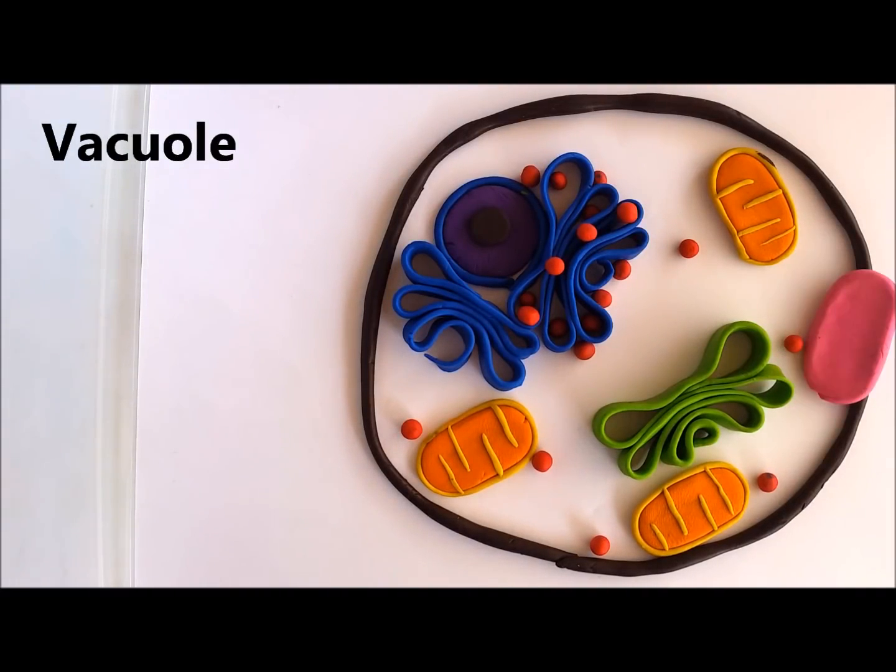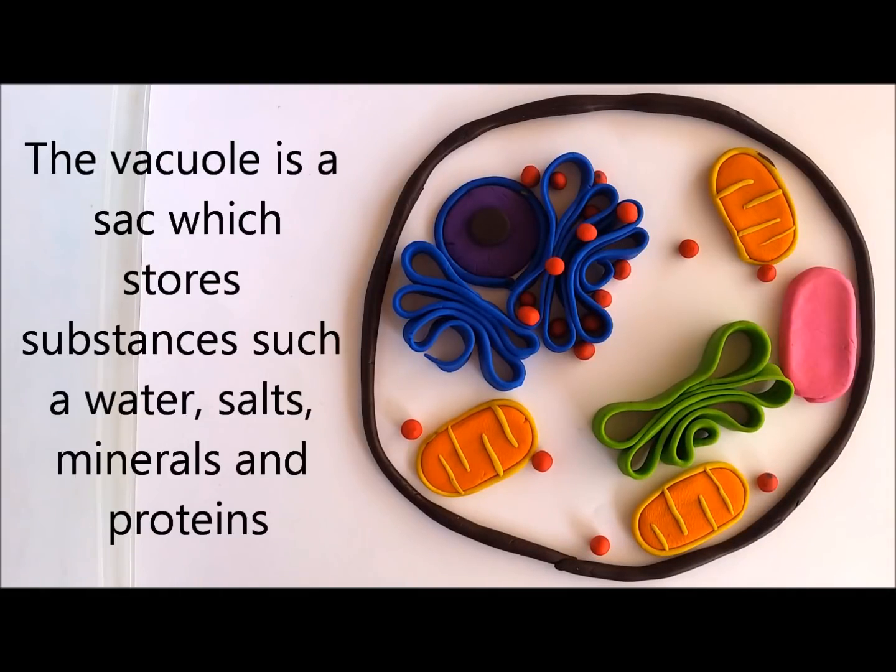Then we have the vacuole. The vacuole is essentially an empty sac which can be used for storage of different substances such as water, salts, minerals, and proteins. In animal cells, vacuoles are quite small.